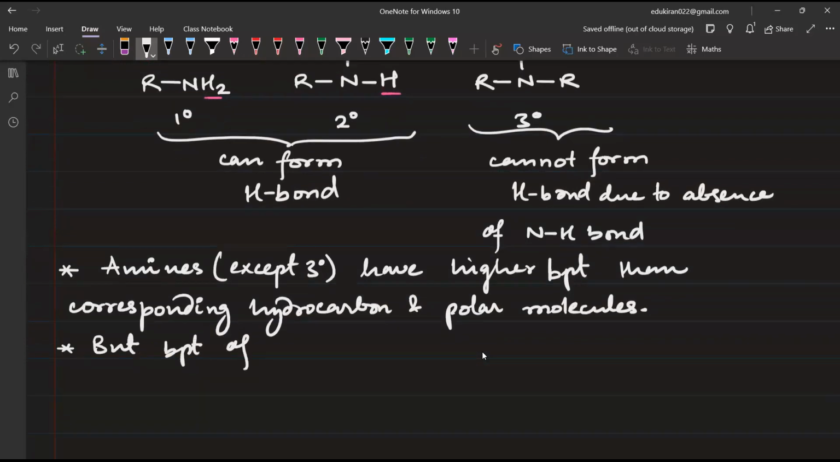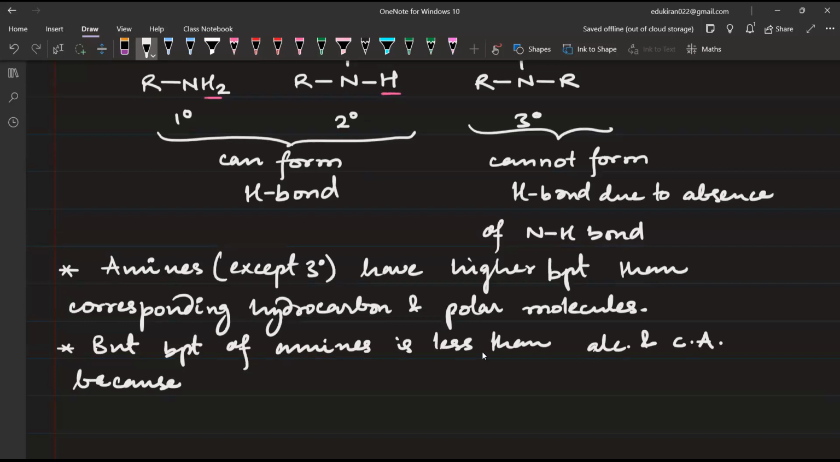Boiling point of amines is less than alcohol and carboxylic acid, because of less electronegativity of nitrogen atom in amines.